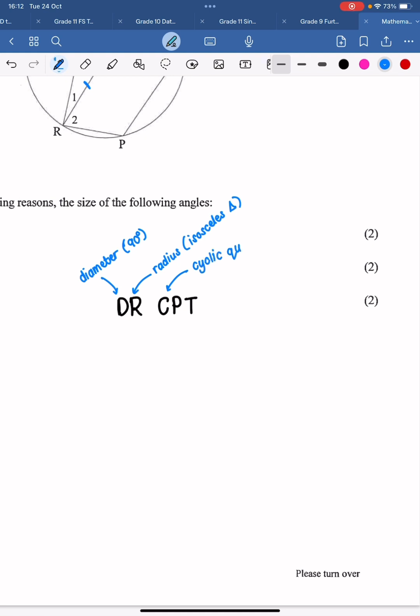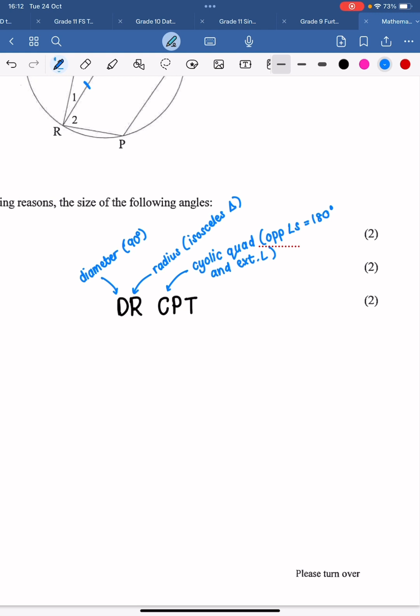So we need to check on the picture. Either they have to tell us that it's a cyclic quad, or we can see on the picture that it's a cyclic quad. And what we're going to look for then is that opposite angles equal 180. That's something that we can look at. And we can also look for the exterior angle of a cyclic quad.